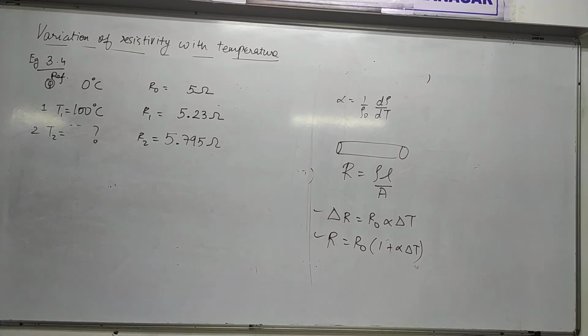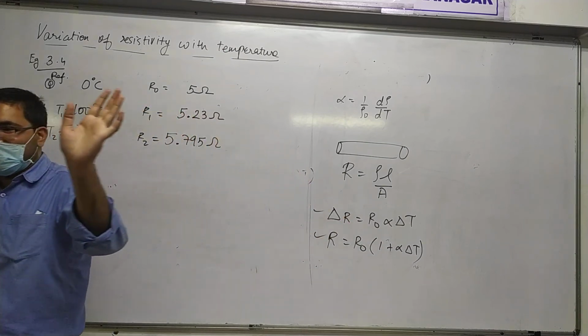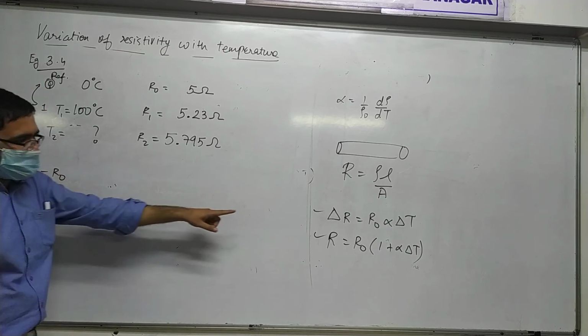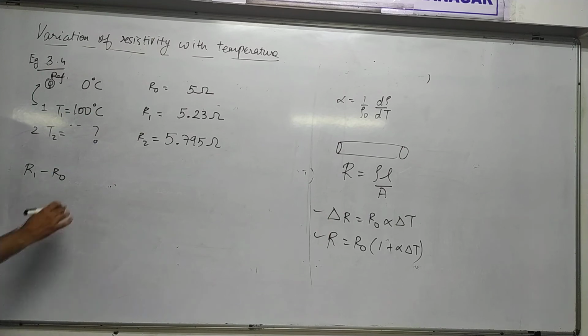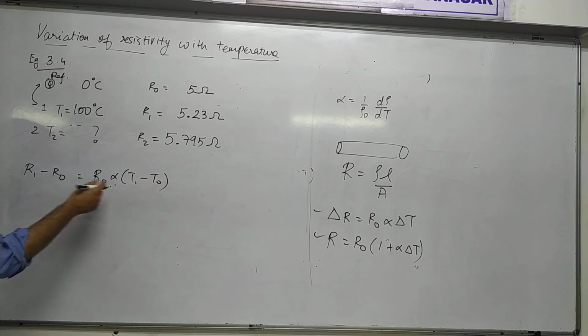Did you all read the whole question? Is any other information given? Alpha is not given, so somehow we'll have to remove alpha from the equation. Use the delta R equation. If you divide two equations, alpha will cancel. Let's start. First I write it for 0 and 1: R1 minus R0, which is delta R, the change of resistance, equals R0 alpha times (T1 minus T0), delta T.